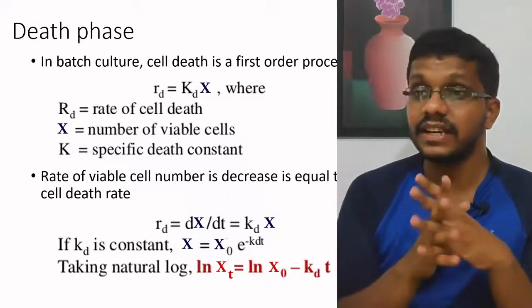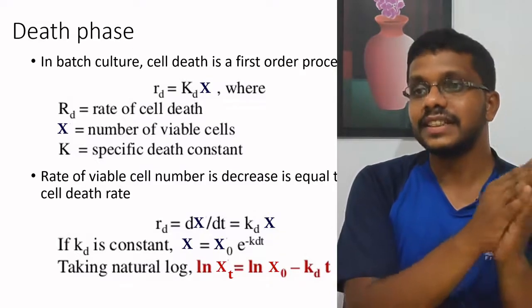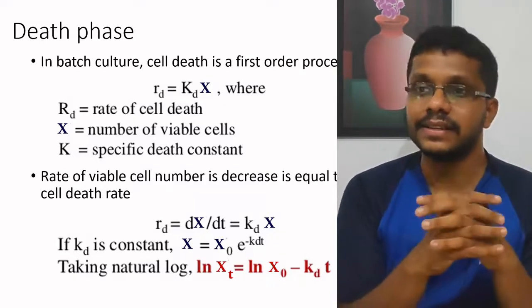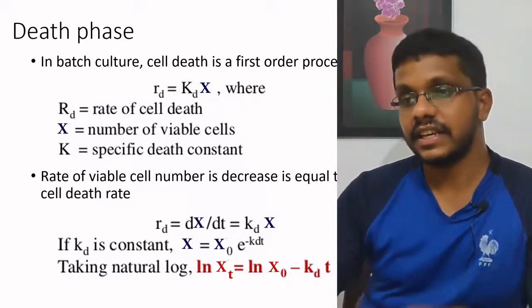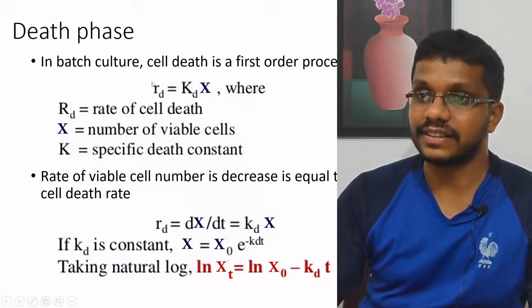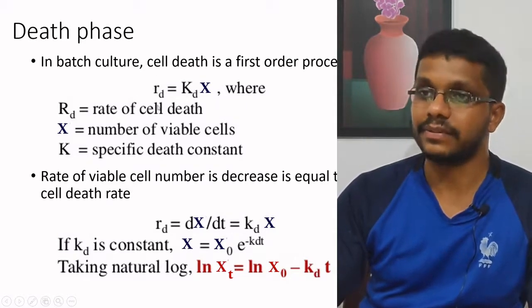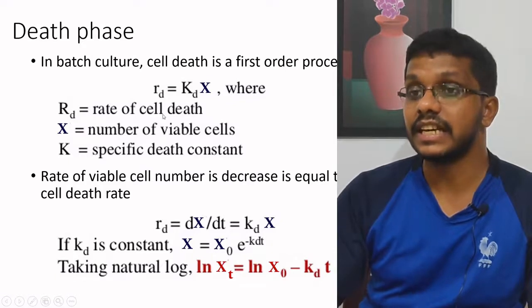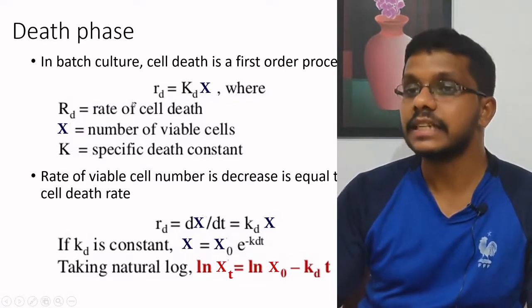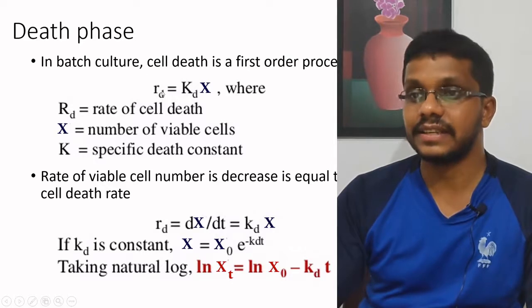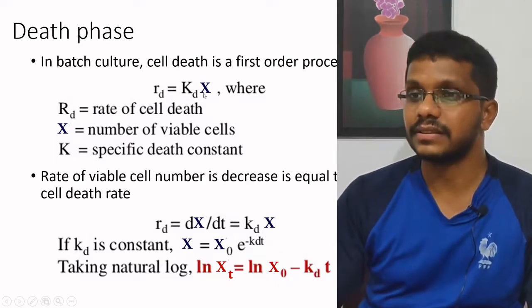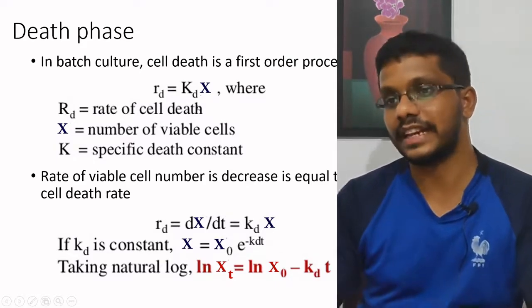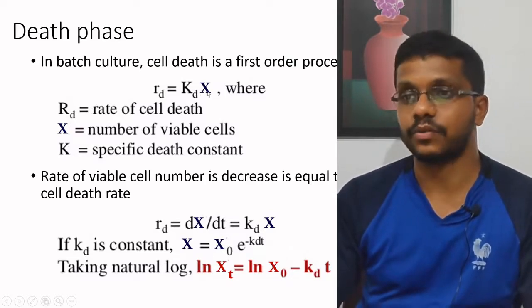Finally, we have the death phase. Just like the log phase, in the death phase there is an exponential decrease in the cell number. So we can derive an equation for the kinetics of the death phase. Here, the rate of death is Rd. Like in the previous equation we said dx by dt, here we can say maybe dd by dt, something like that. Anyway, Rd is the rate of death, which is equal to kd x. Kd is the specific death constant, just like mu is the growth constant. x is the number of viable cells.